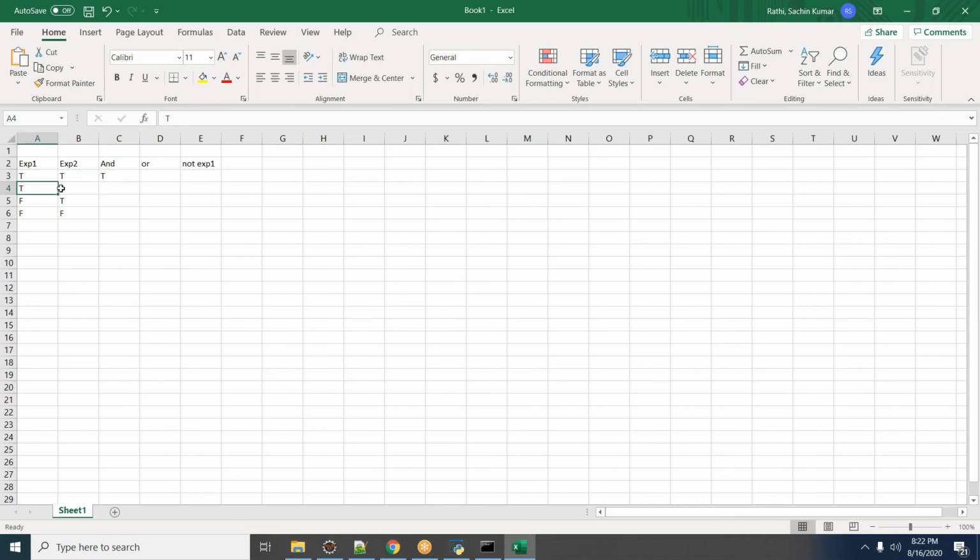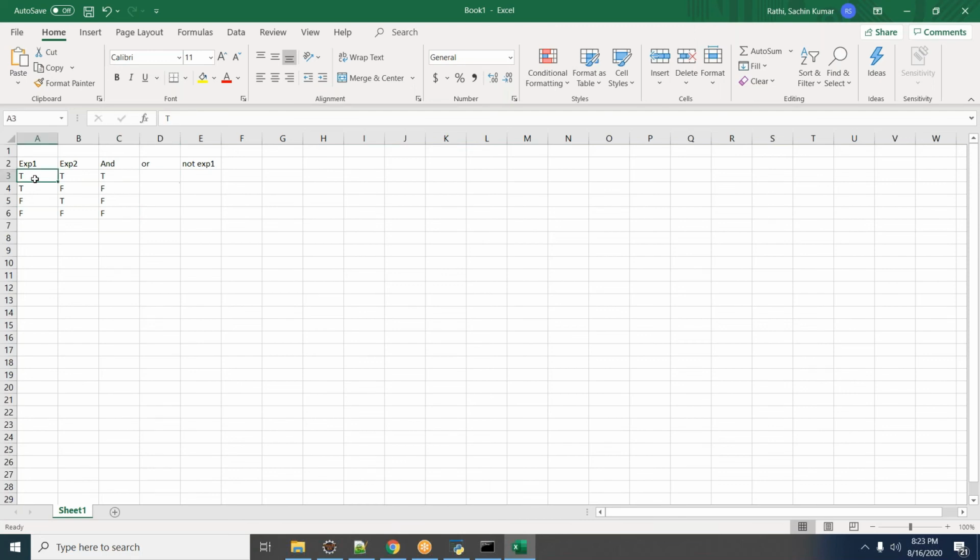The result of true and false: if any expression is returning false, the output of the AND operator will also be false. So this will be false. False and true, any expression returning false means the output will be false. False and false, both are false, so definitely, as I told, if any expression returns false, the AND operator will also return false.